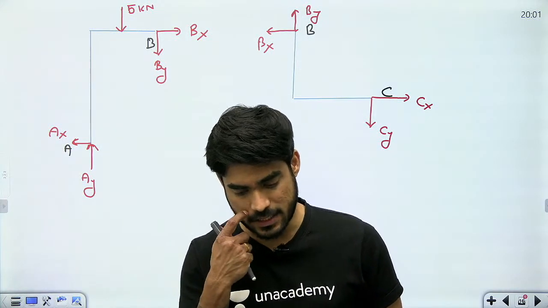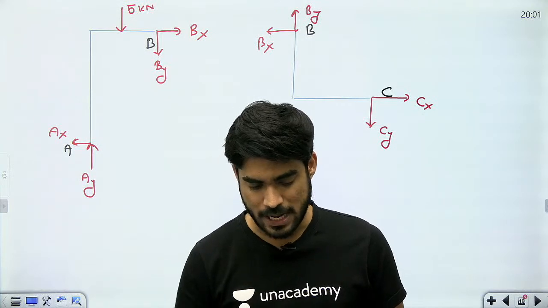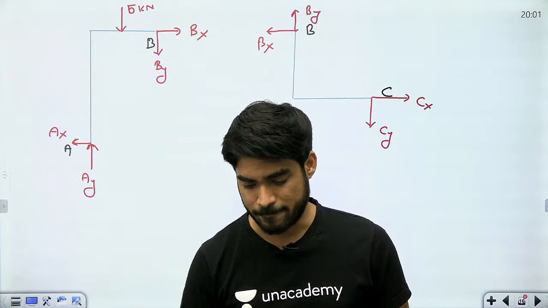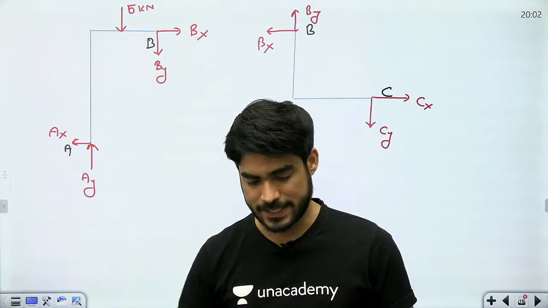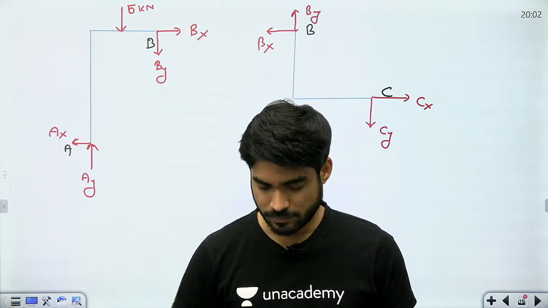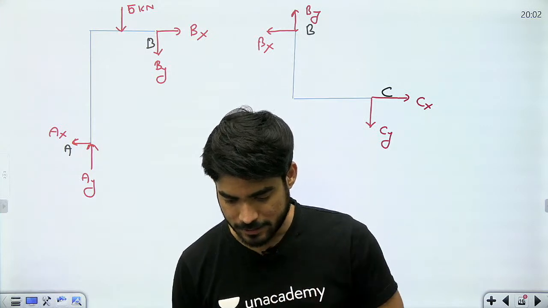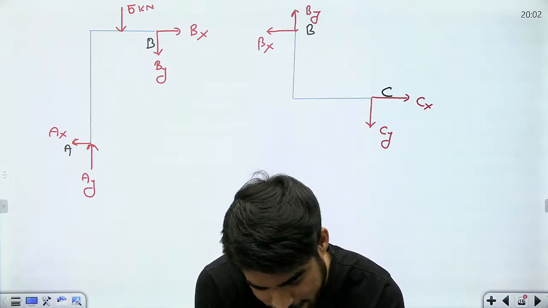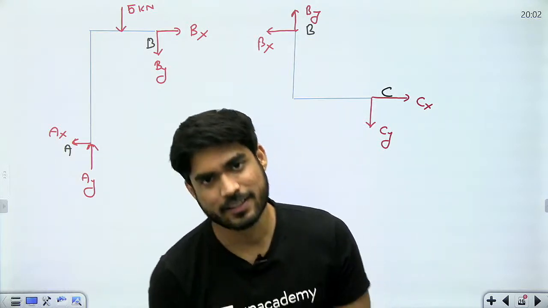Nitish is saying 6. Any more answers? Count the total unknowns and tell me. Hemant is saying 6. Harman is saying 8. Vikas is saying 6. Gaurav is saying 6. Yes.